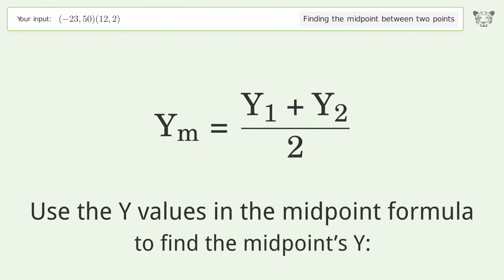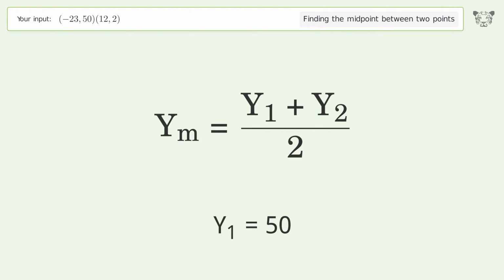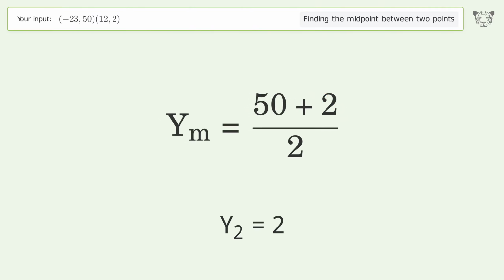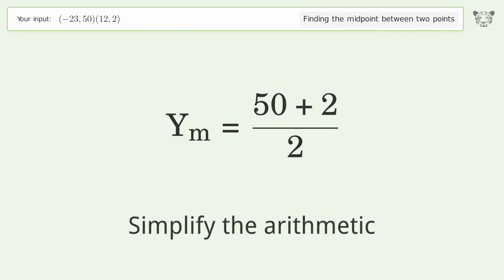Use the y values in the midpoint formula to find the midpoint's y. y1 equals 50. y2 equals 2. Simplify the arithmetic.